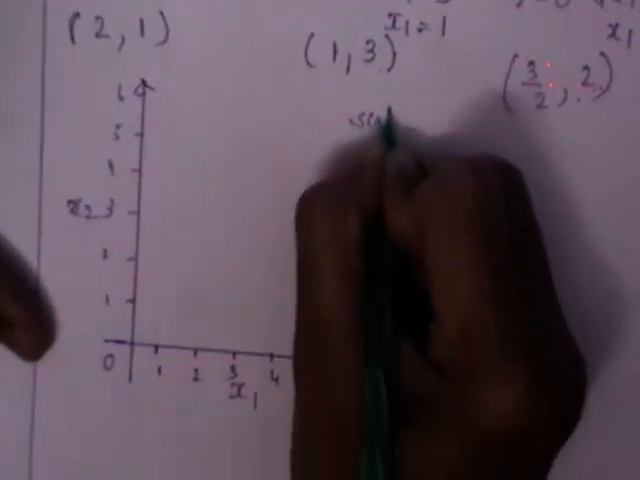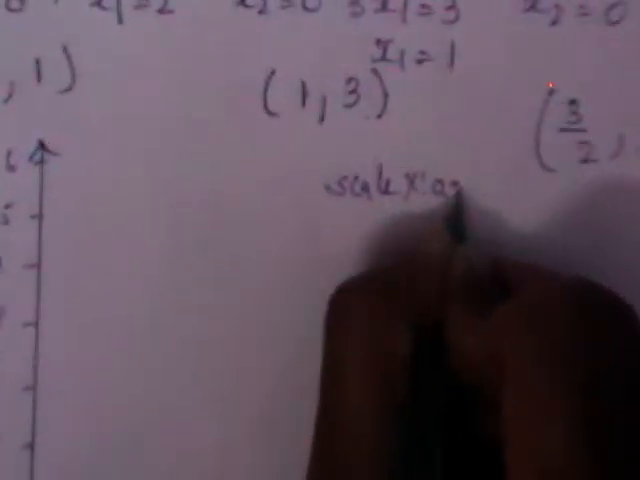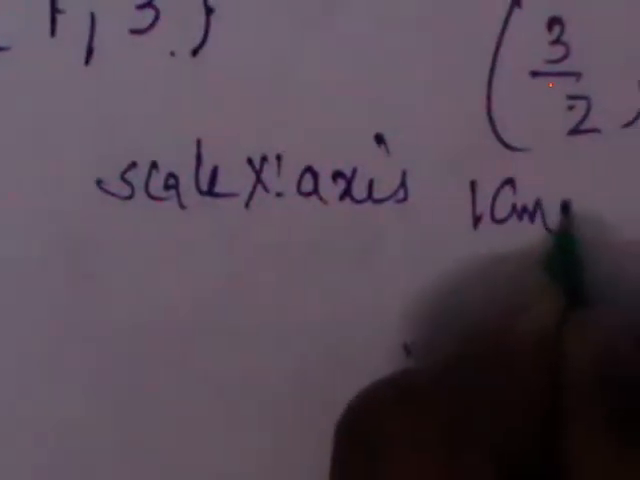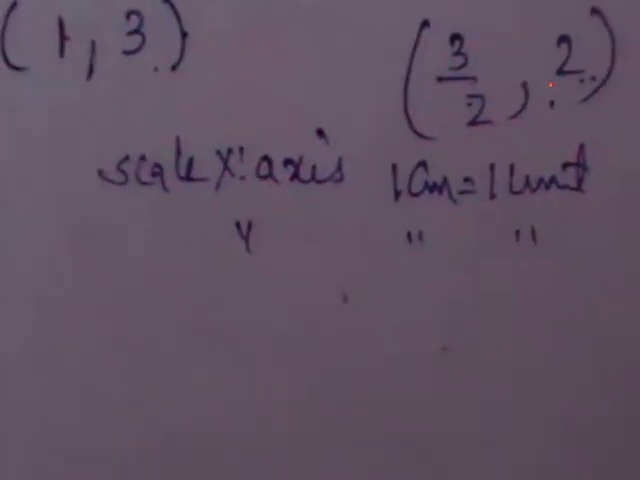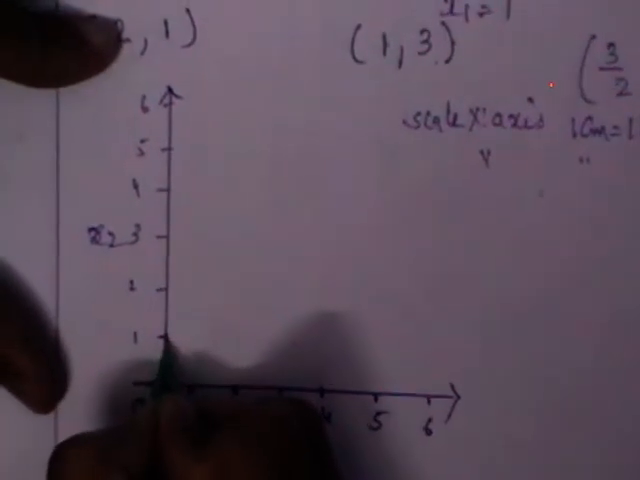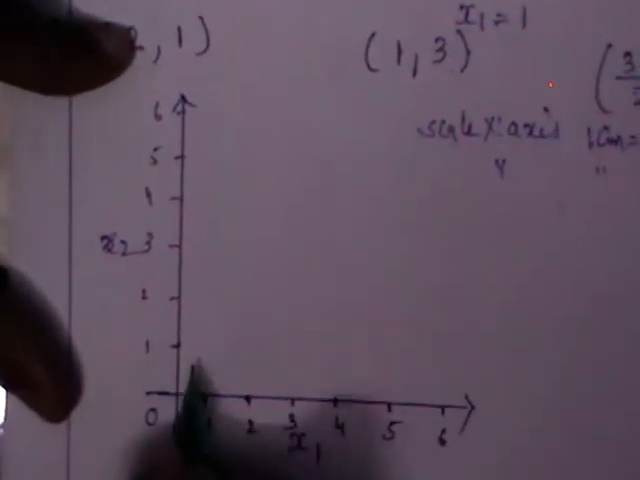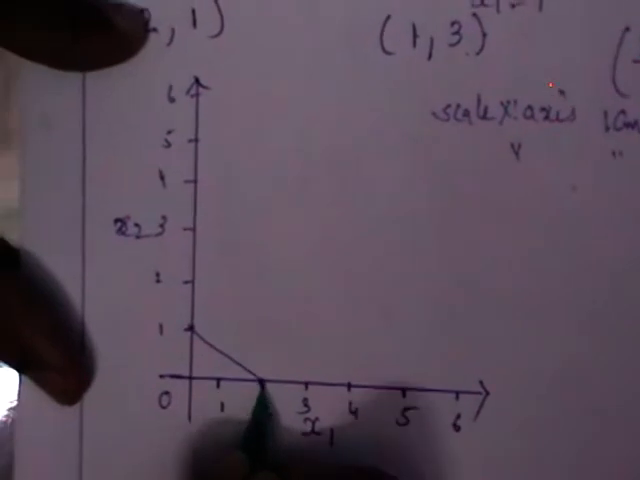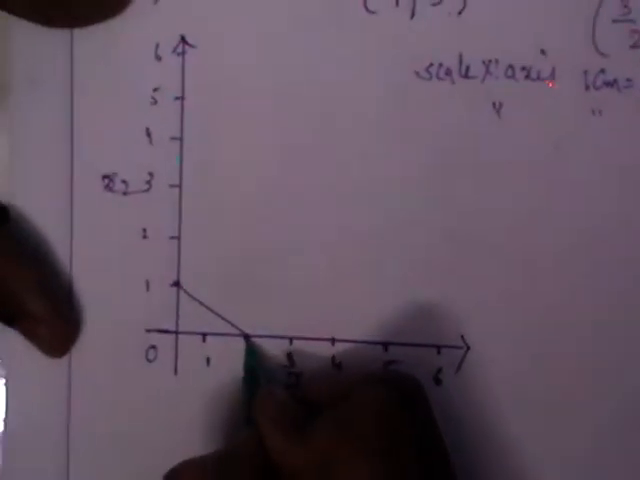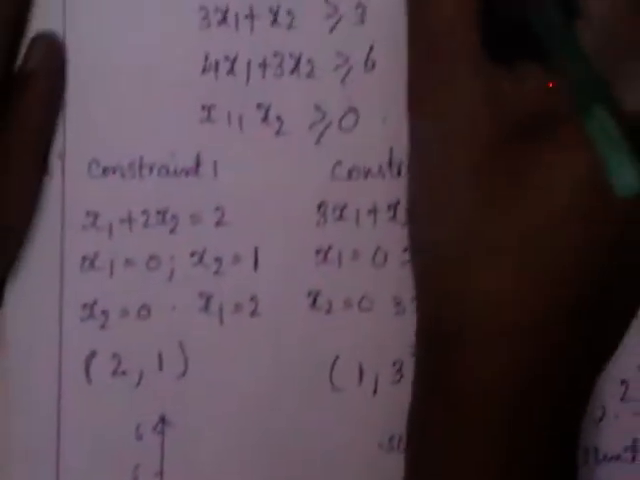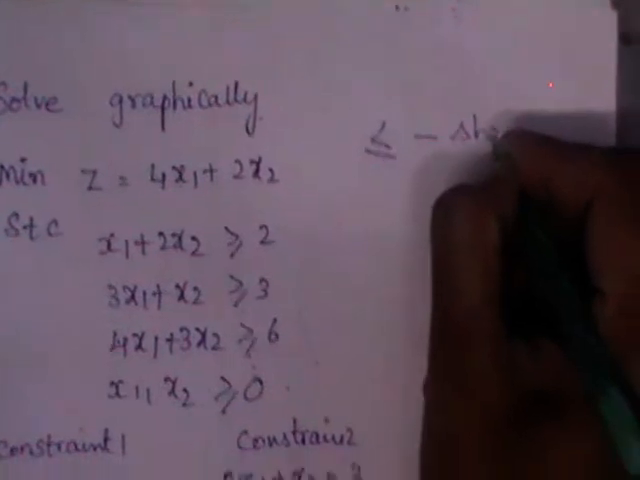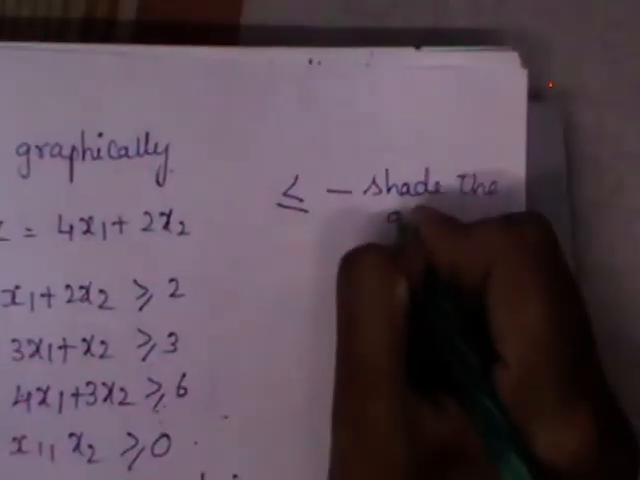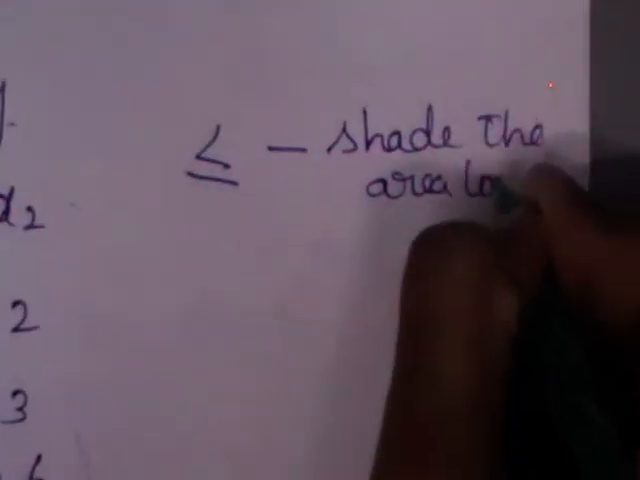What is the scale you have considered? On the x-axis, 1 centimeter is equal to 1 unit, and on the y-axis also the same scale. So what is the first constraint you have? Here x1 is 2, x2 is 1. So this is the constraint for the first line. What is the nature of this constraint here? It is of less than or equal to type. As I said, if the constraint is of less than or equal to type, shade the area towards the origin.